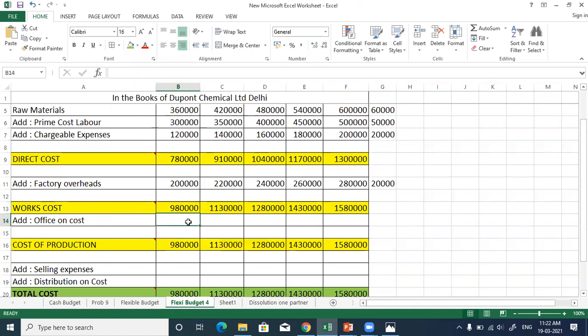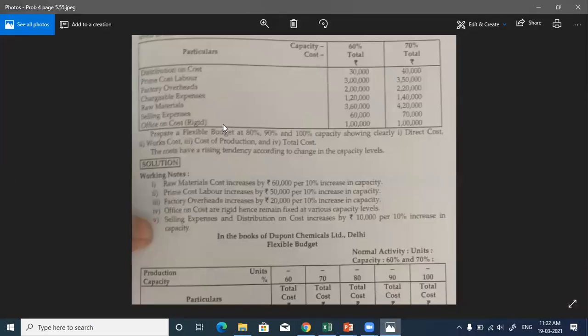Now we'll go on to office cost. So what is the office cost expenses given here? Office on cost is rigid. Rigid means fixed. So at any level of capacity increase or decrease, the 1 lakh amount will remain the same because it is mentioned rigid.